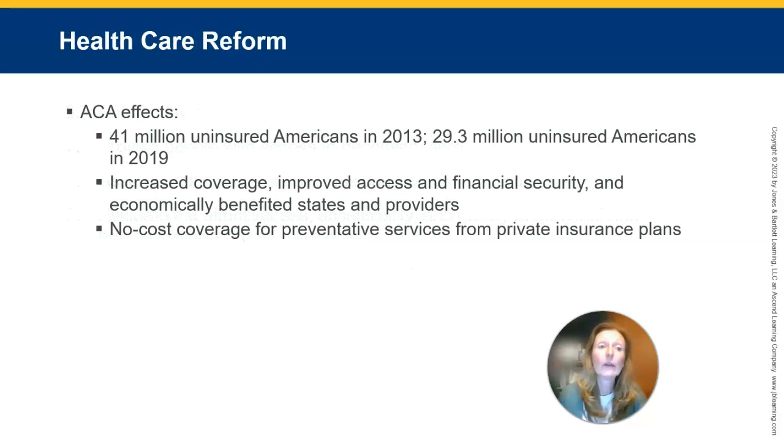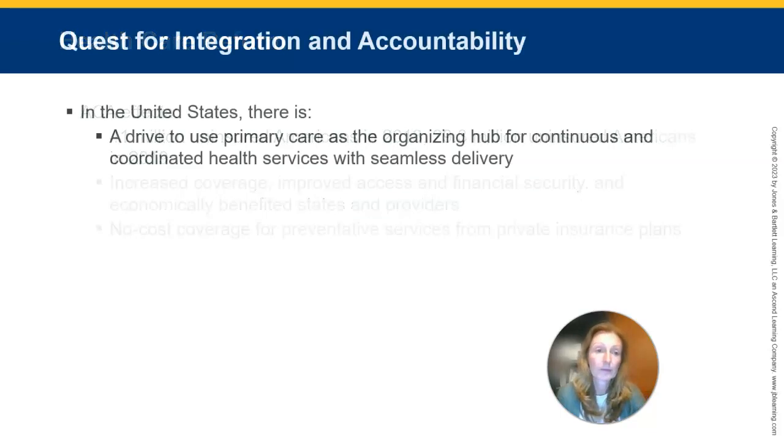And then lastly, healthcare reform. The Affordable Care Act. 41 million uninsured Americans were in 2013. But by 2019, there were only 29.3 million uninsured Americans. So it increased coverage, improved access, and financial security, and economically benefited states and providers. In the United States, there is a drive to use primary care as the organizing hub for continuous and coordinated health services with seamless delivery.